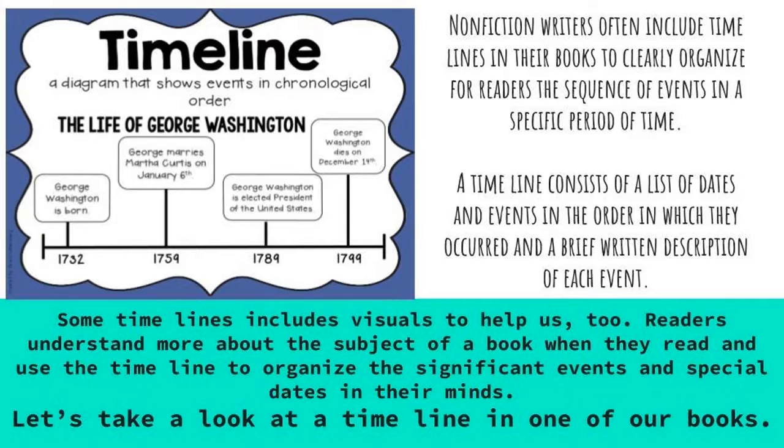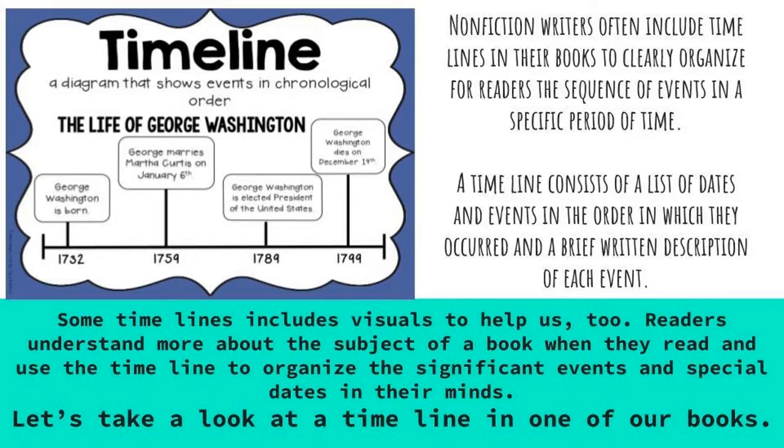So if you look at the picture of the timeline of George Washington, it starts with the day he was born in 1732, then the day he marries his wife in 1759. Then it goes on to when he was elected for president in 1789, and then when he died on December 14th, 1799. Some timelines include visuals to help us too.